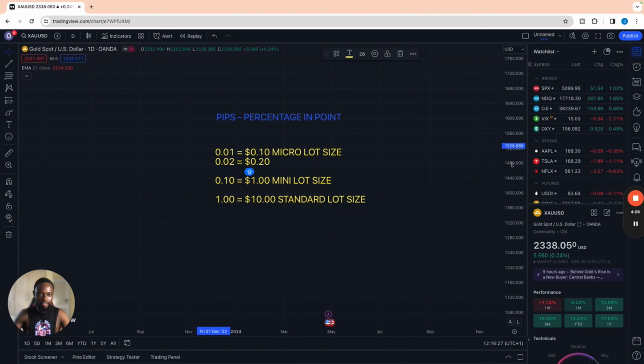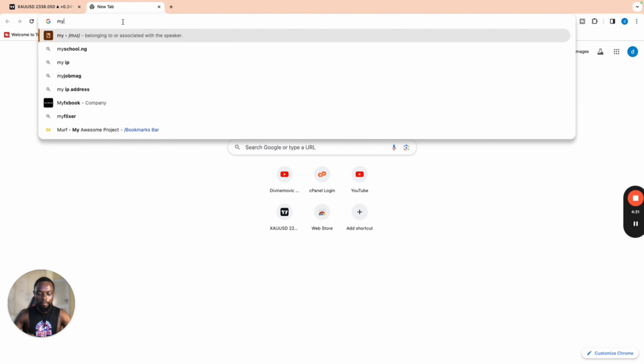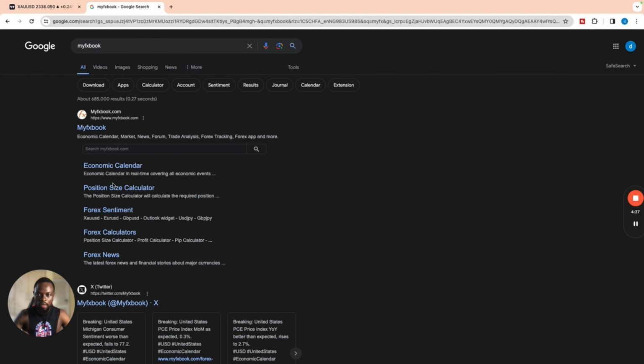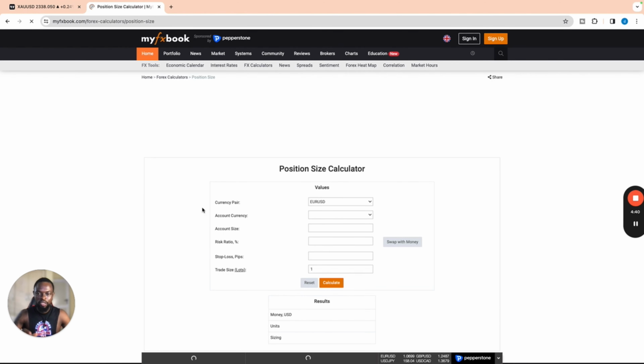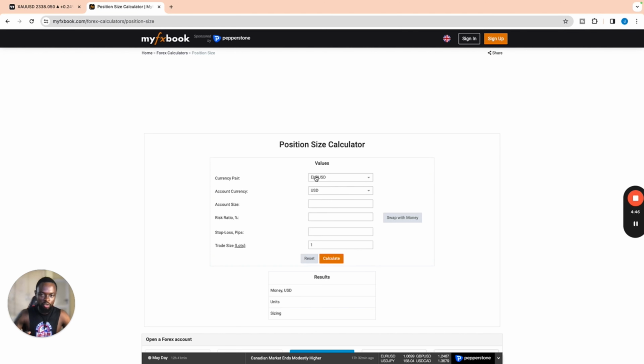So I want you to understand this and have it at the back of your mind. Now we're going to talk about how to calculate your lot sizes together with your pip to get your risk and reward. I'm just going to give you the simplest way to go about this. You go to my FX book. You see over here, it opens here. You go to position size calculator, right? When it opens, we have different types of currency pair. So you choose the currency pair which you seek to trade.